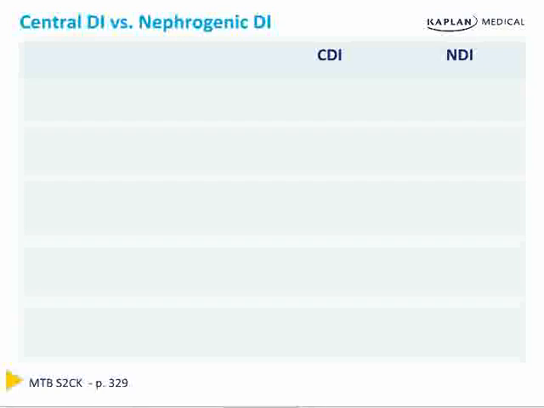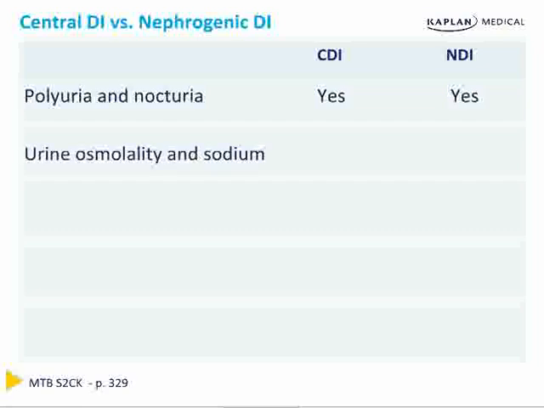So in summary, what are some key features of central versus nephrogenic diabetes insipidus? First, which form has symptoms of polyuria and nocturia? Central diabetes insipidus definitely does. So does nephrogenic diabetes insipidus. Both forms of DI are going to experience these symptoms because both of them present with high volume dilute urine, even in the face of water deprivation.